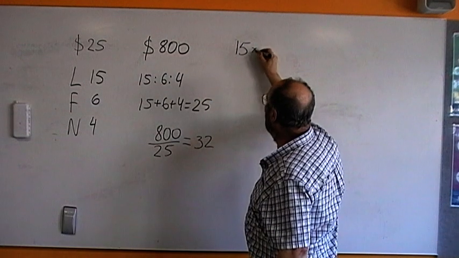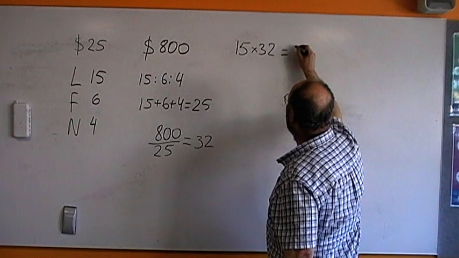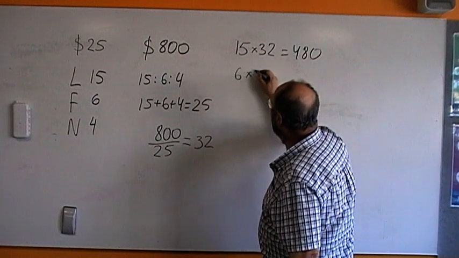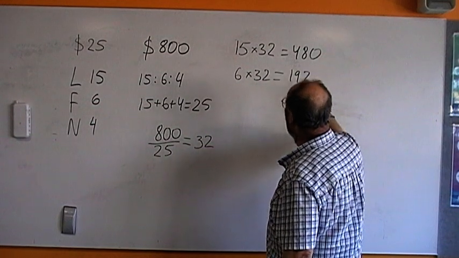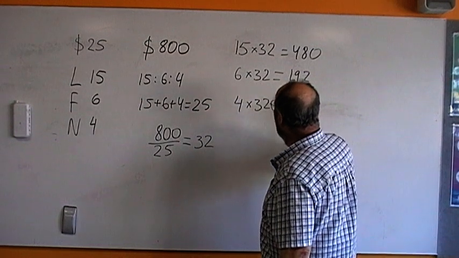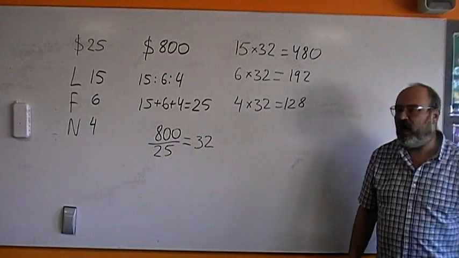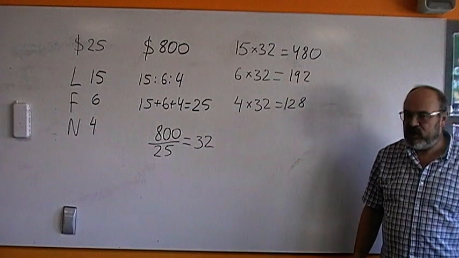Now we find how much each will get. 15 times 32 will be 480. 6 times 32 equals 192. And 4 times 32 equals 128. That's how we divide 800 in the given ratio. Make sense? Yes.